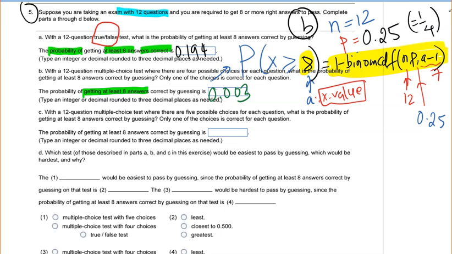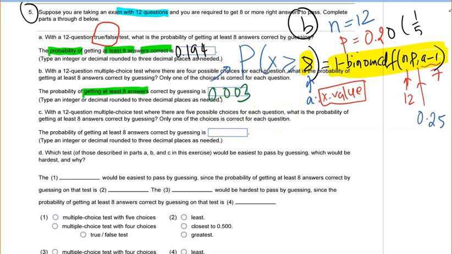Okay, now let's see the other part of the question, part C, with the 12 question multiple choice test. Same thing, there are 5 possible choices for each question. Remember that. Rather than 4, you have 5 possible choices, and only one choice is correct for each question. This is going to be similar, but the probability of success is going to be 0.20, right? Why? Because out of 5, only one answer is correct.